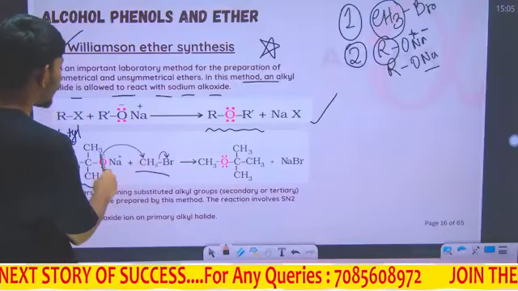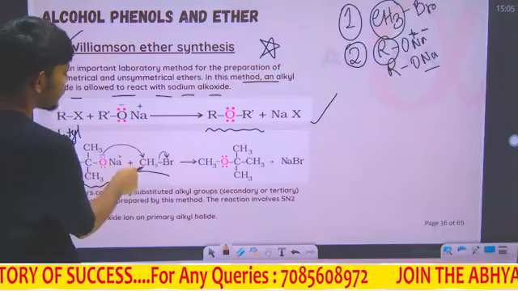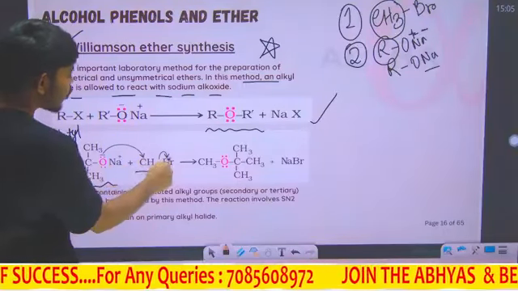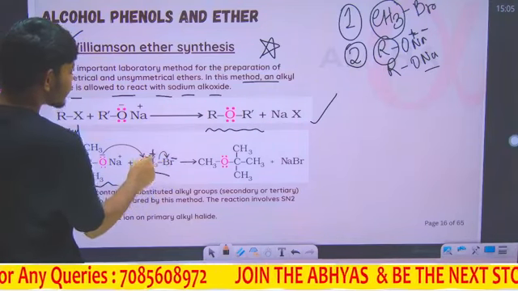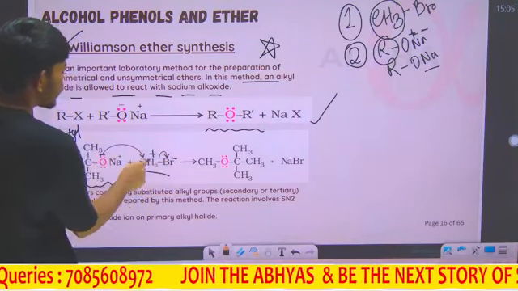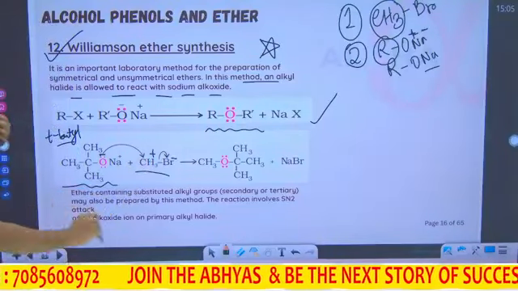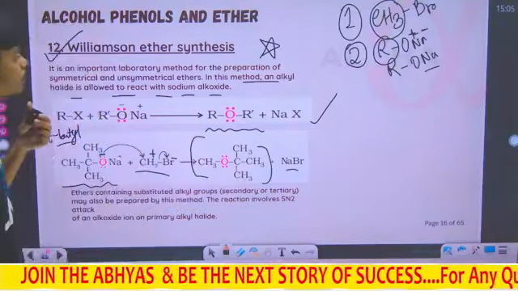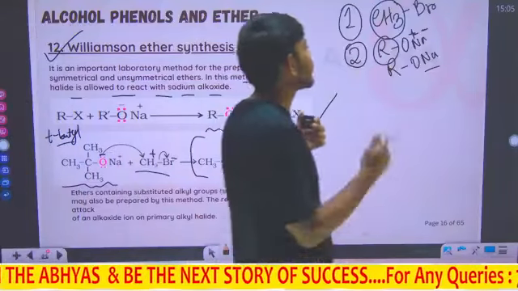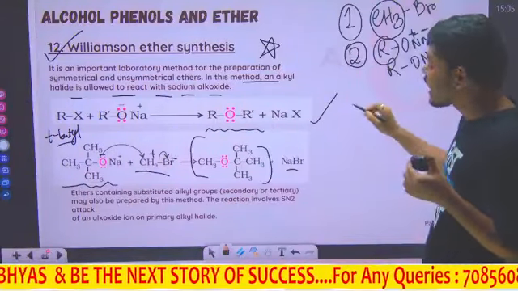What does it do? The lone pair on O minus comes to CH3, and this bond breaks. Bromine takes the minus charge. CH3 gets a plus charge. This minus charge gets attached to the plus charge, and this is your final product. Easy. This is your byproduct. You don't need to know the byproduct.